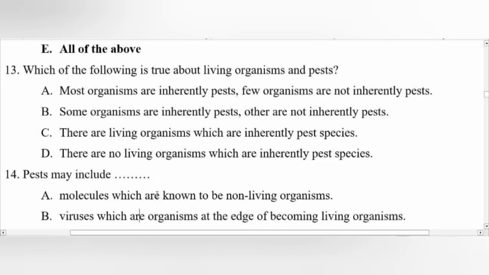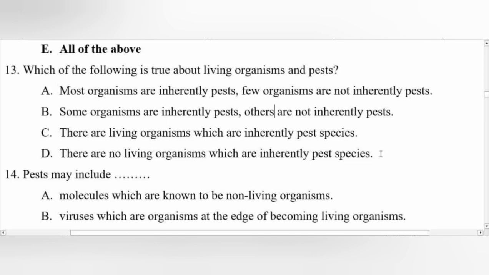Now, question number 13: which of the following is true about living organisms and pests? Option A says, most organisms are inherently pests, few organisms are not inherently pests. Then B, some organisms are inherently pests, others are not inherently pests. C, there are living organisms which are inherently pest species. And then D, there are no living organisms which are inherently pest species.